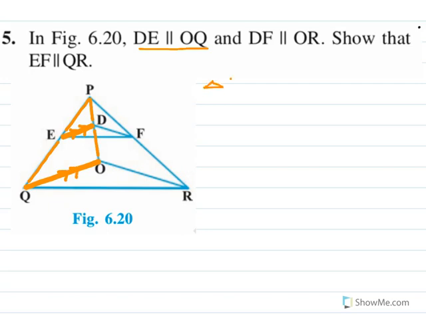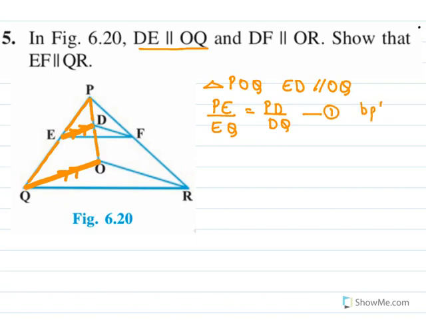So in triangle POQ, it is given to us that ED is parallel to OQ, and using BPT I will write PE over EQ is equal to PD over DO. This is equation 1, and this is by BPT. Now let me take the other part.